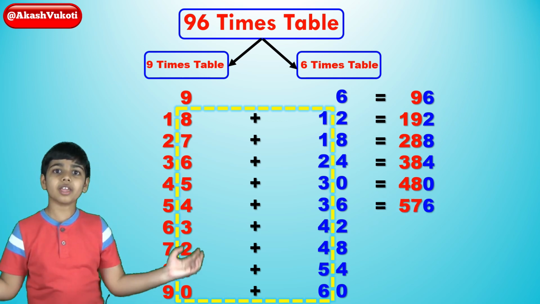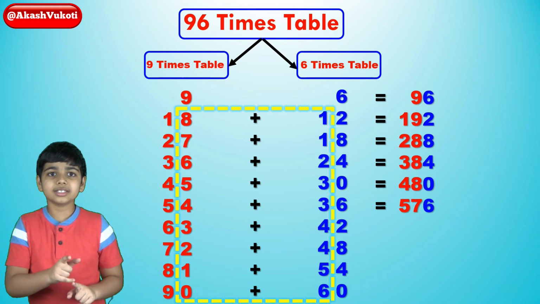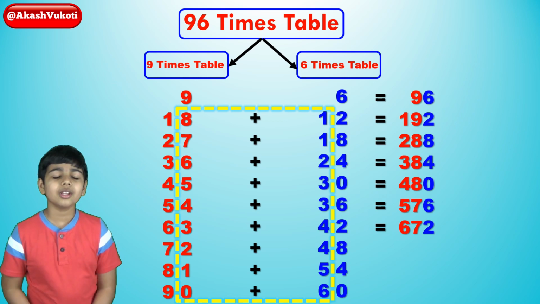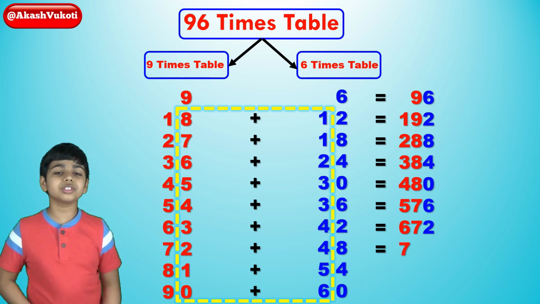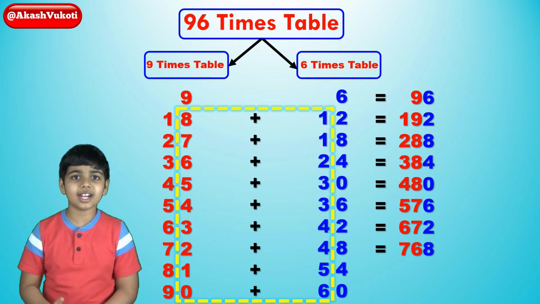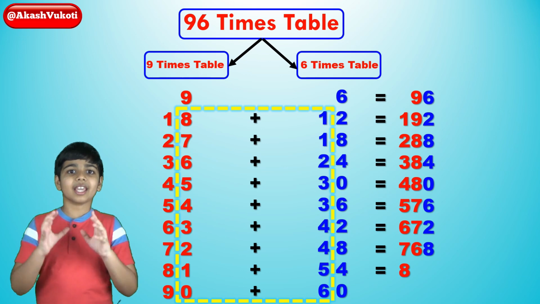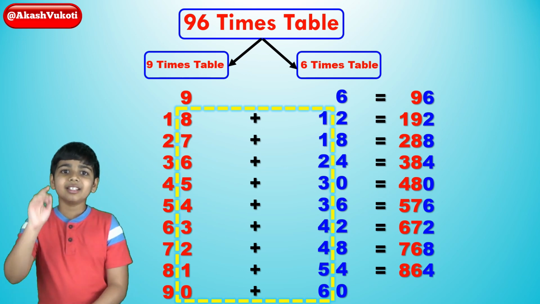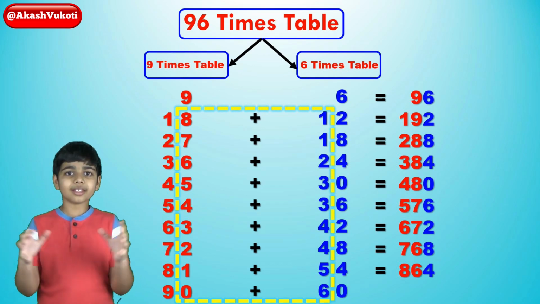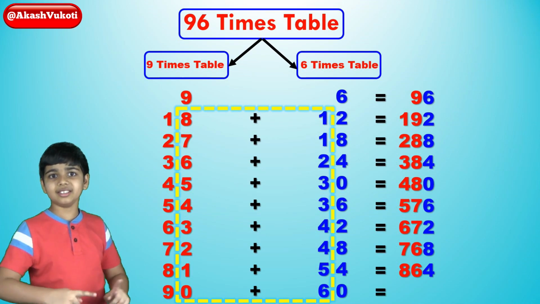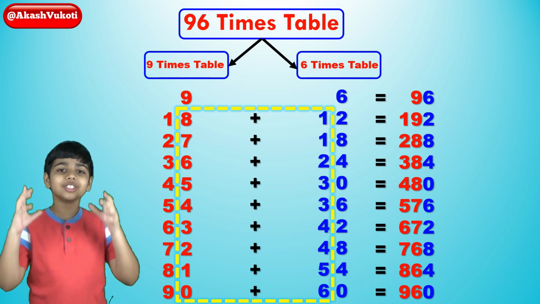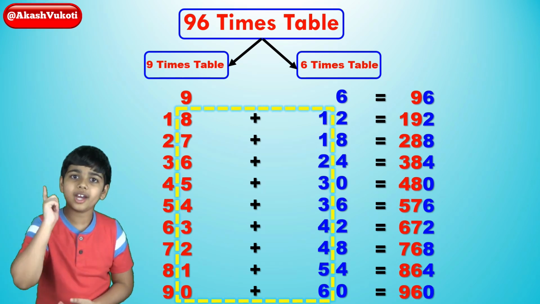And then 96 times 6 is 54, 36 becomes 576. Then 96 times 7 becomes 63, 42, 672. Then 96 times 8 is 72, 48, 768. Combine that. Then 96 times 9 becomes 81, 54, 864. And finally, 96 times 10 is 90, 60. So we add that up and get 960. That is the trick to doing all of the multiplication tables from 1 to 100.